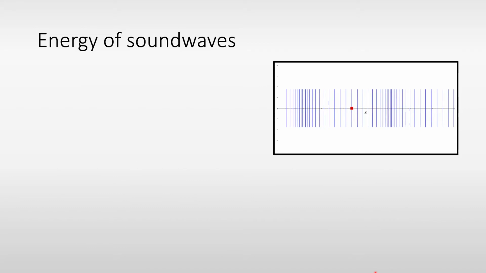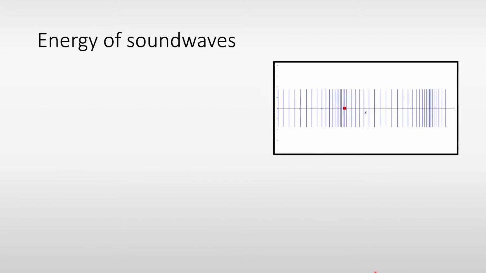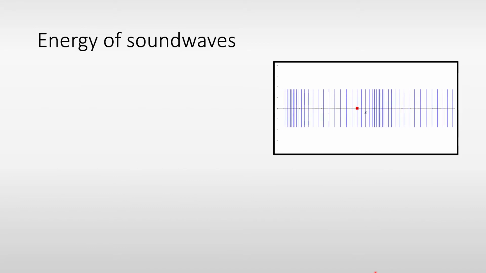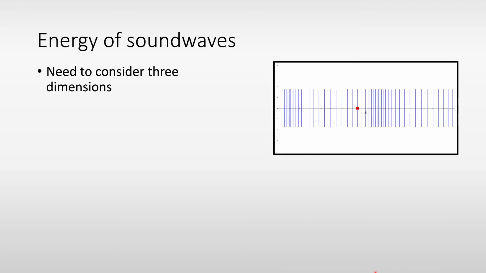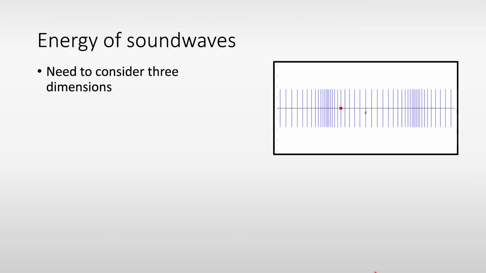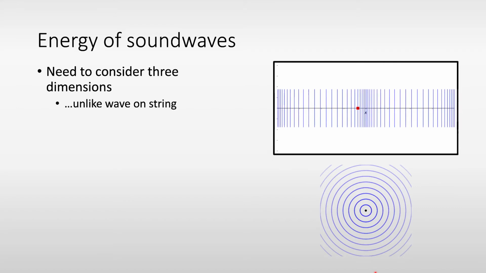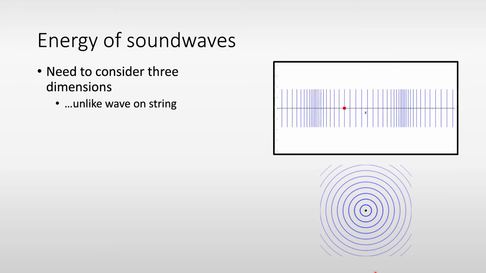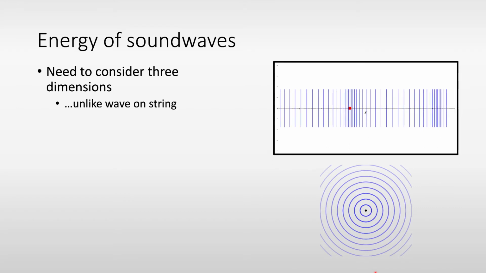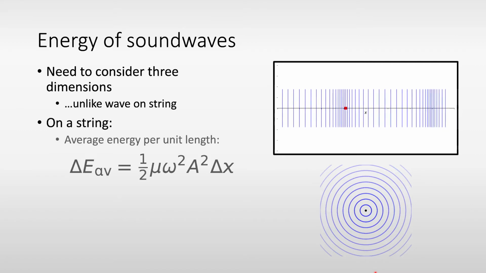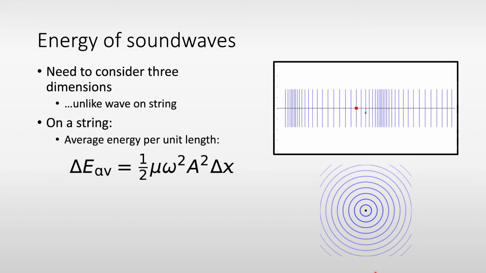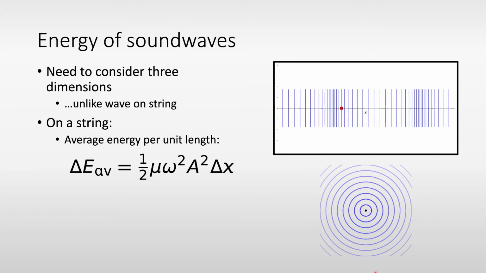Okay, so we always talked about energy with the transverse waves. Let's look at the energy of sound waves because things are slightly different. Unlike on a string, we need to now consider the sound moving out in 3 dimensions. A wave on a string moves in a single dimension, but sound waves move out from a point source across all 3 dimensions. So on a string, we had this average energy per unit length expression, which we looked at in the previous videos.